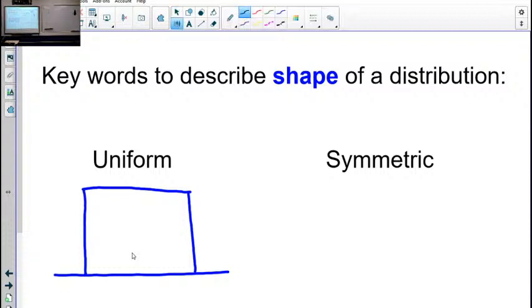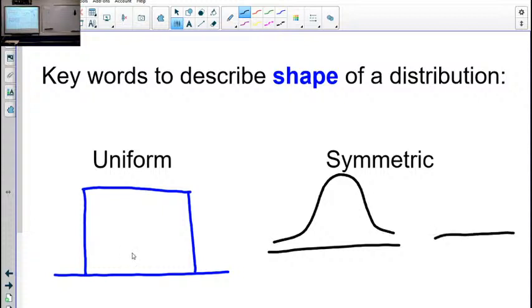Next is symmetric. Symmetric is anything that has that symmetry. It looks the same to the left of the center as it does to the right of the center. So here's something with a peak that is symmetric. This would also be symmetric. The idea is that I could draw kind of an invisible line down the center of the distribution, and it would look about the same to the left as it does to the right. That's what symmetric means.